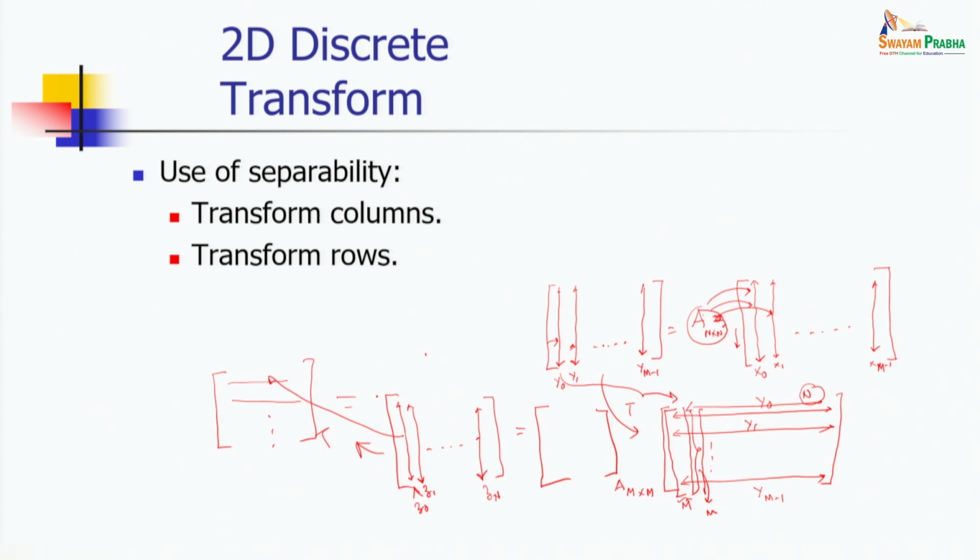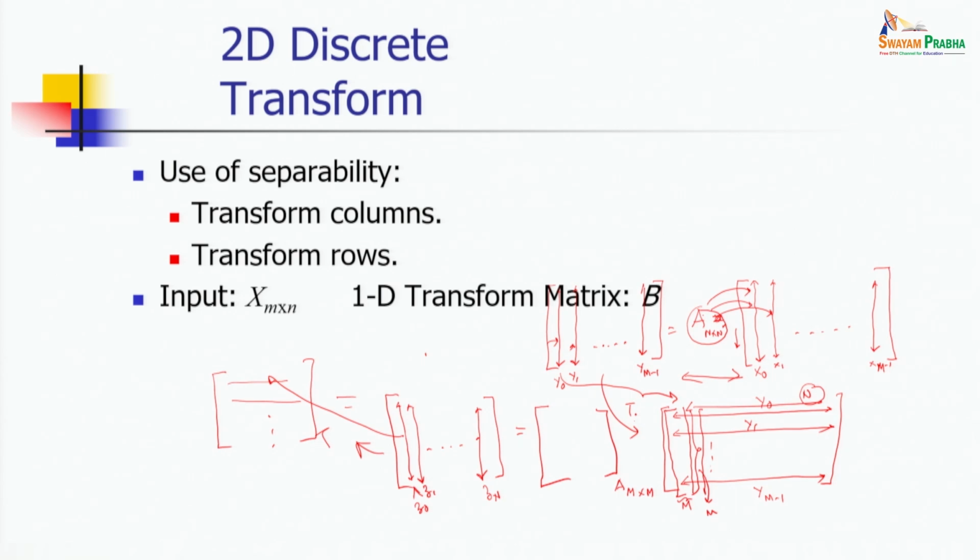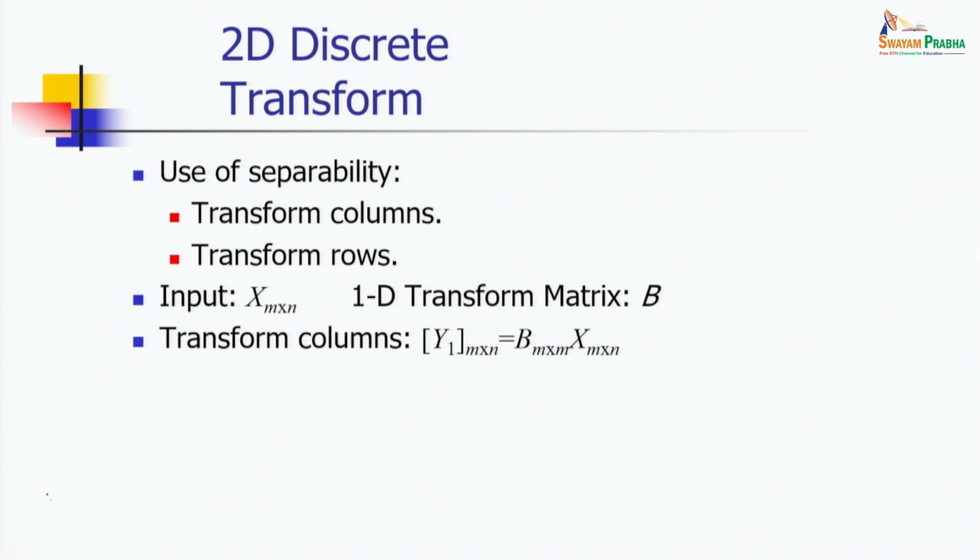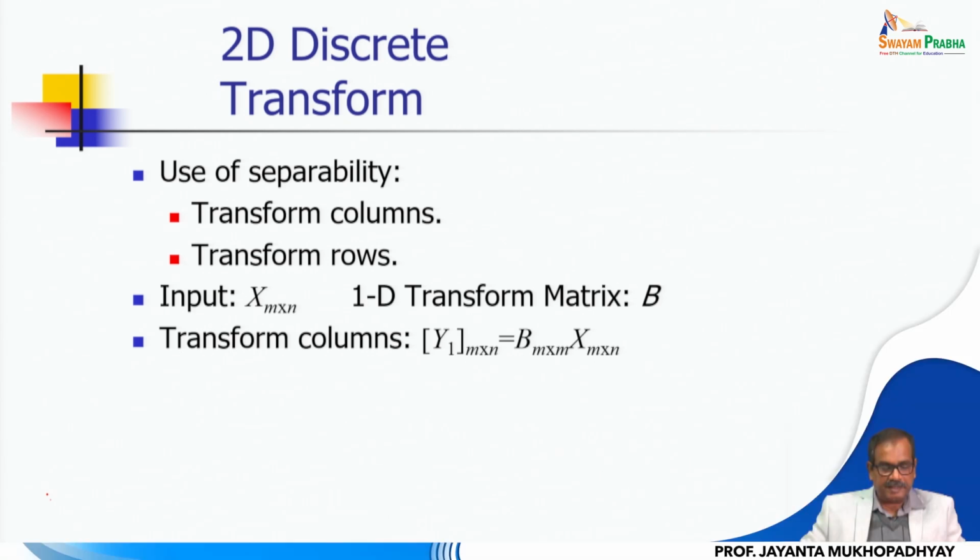So as I was mentioning, first you transform columns. This I was discussing, this is a transformation of columns. Then you transform rows, that means I have to transform these rows, but I will do it this way: I will transpose and do it. So this is defined. This computation, which I have schematically shown, let me explain now in the mathematical form.